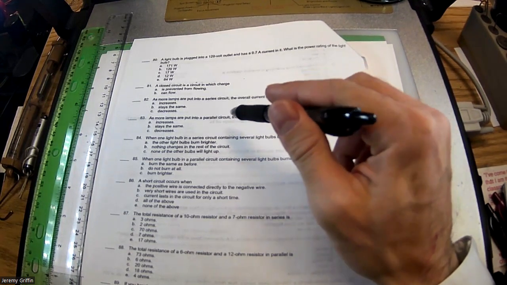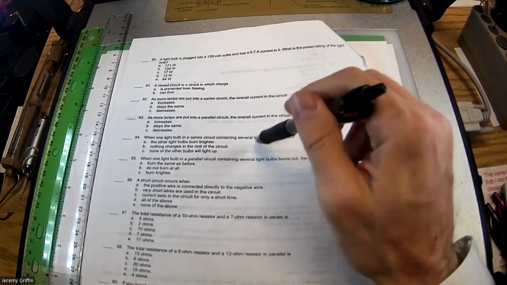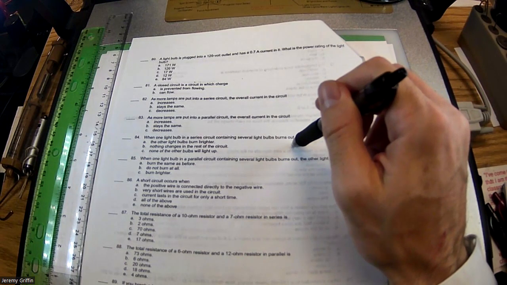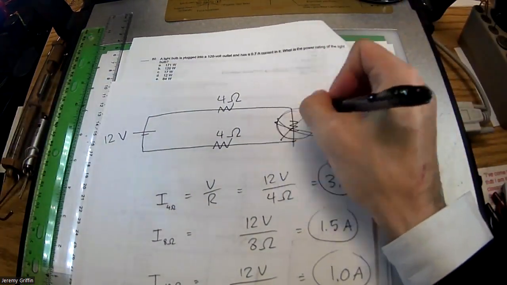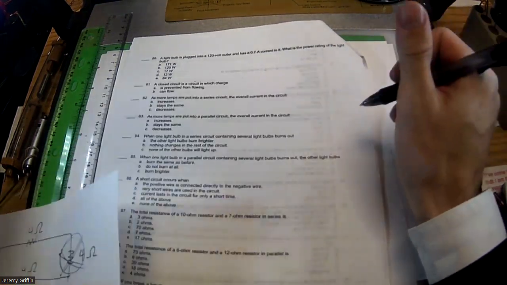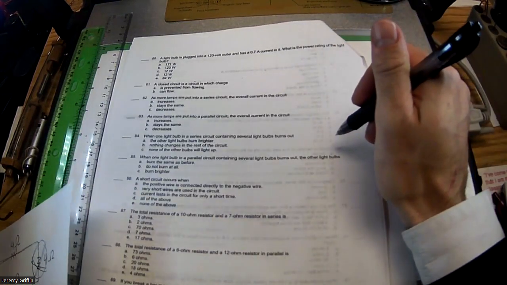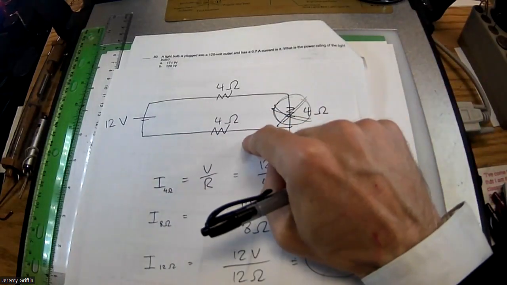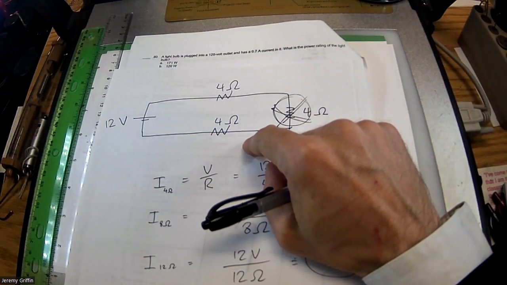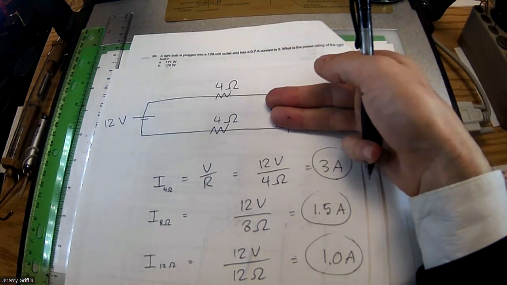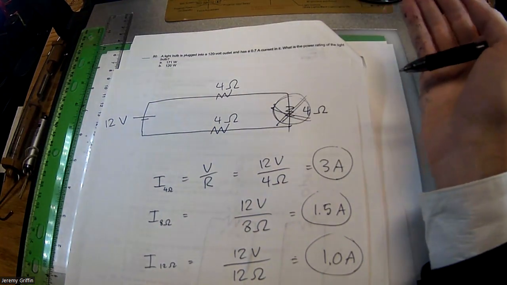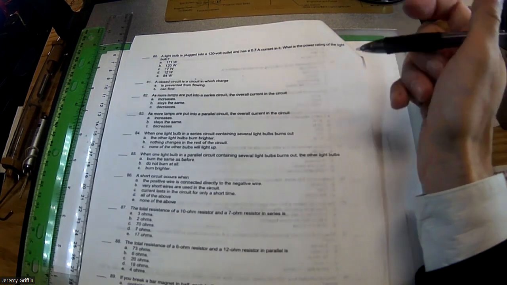84. When one light bulb in a series circuit containing several bulbs burns out, right? So series, let's say this guy here, poof, burns out. What happens to the brightness of the other bulbs? What do you guys say? Yeah, it completely turns off, right? Because we just opened the circuit. Now no electricity is flowing at all. There's no current at all, right?